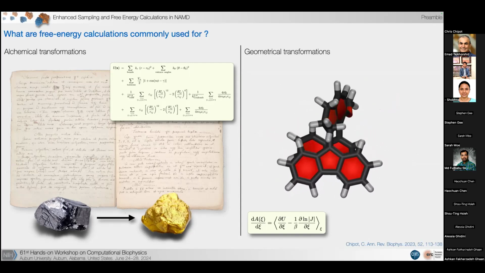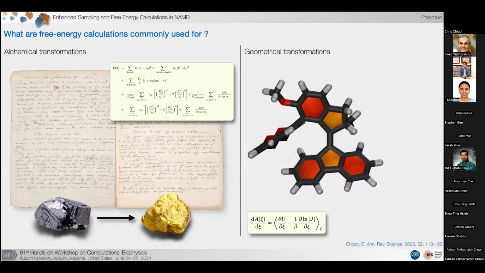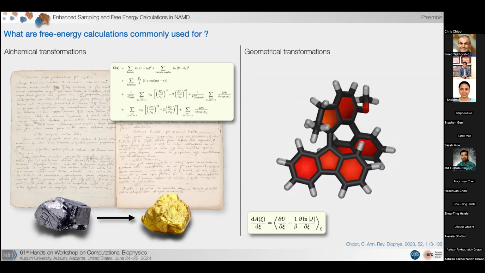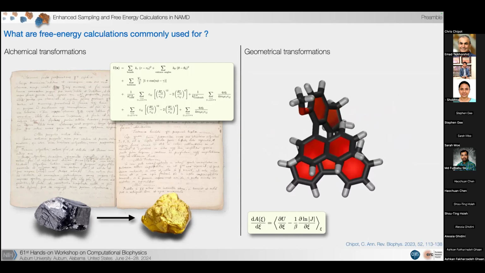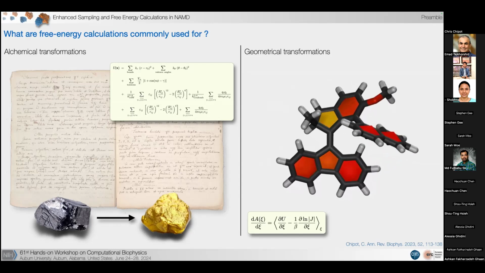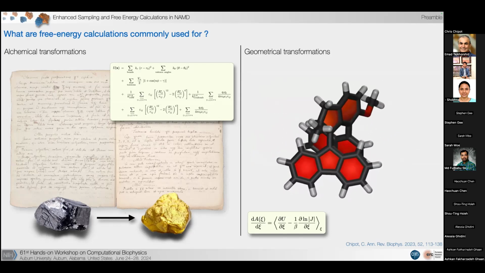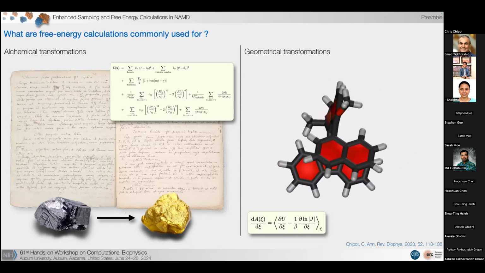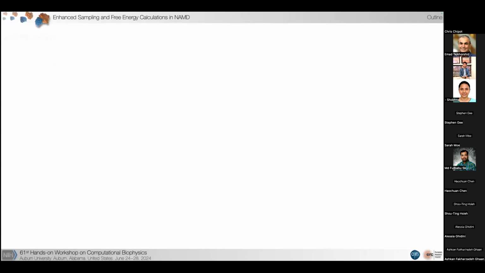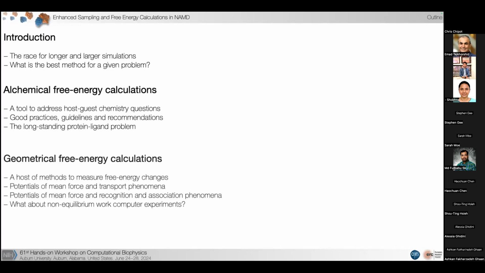This is in contrast with geometrical transformations, where you actually play with the Cartesian coordinates or possibly the internal coordinates of your system. So in one case, we're playing with the force field, with the potential energy function. In the other case, we're playing with the coordinates of the system. And with that, this is going to be my outline for the class this morning.